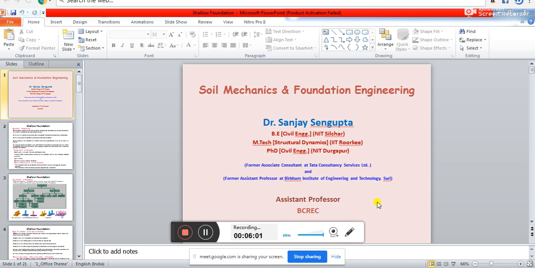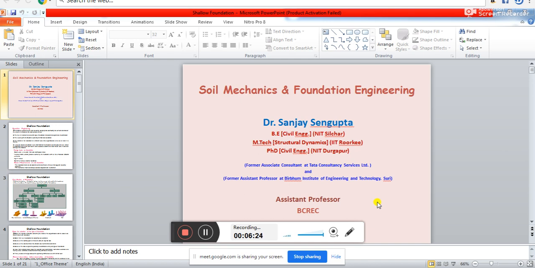Now, how this strength property will be useful in foundation designing is what you need to understand in this foundation engineering course. That is the primary objective. Other than that, you have also learnt about permeability of soil, compaction of soil, and consolidation of soil.